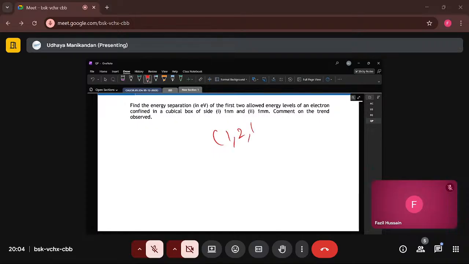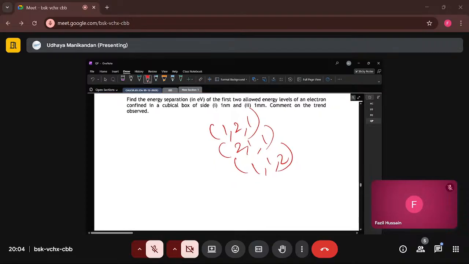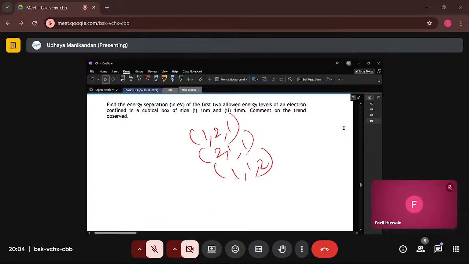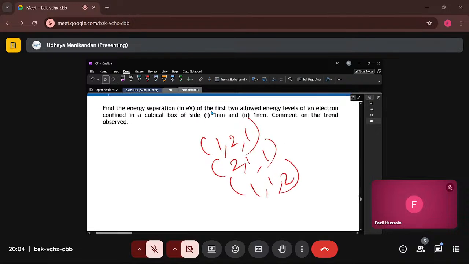Configurations like (1,2,1), (2,1,1), and (1,1,2). Basically, (1,1,1) could be the ground state. And when you have something excited, it will be what? The state 2, right? So all these states are there. All these have the same energy. The same energy for everything. Degeneracy is going to be observed.